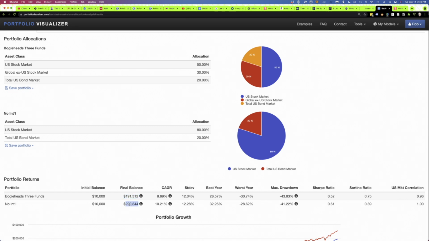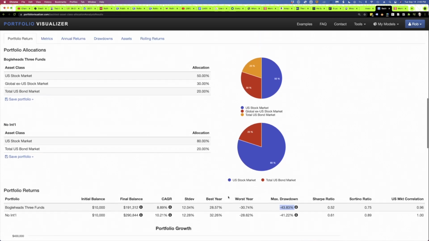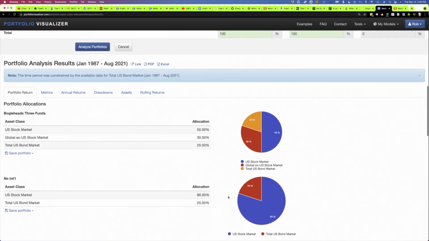You can see the compound annual growth rate. And also the standard deviation, a measure of volatility, is a little higher when you exclude international. Although when you look at the worst years, they're actually a little worse with the three-fund, and the max drawdown is actually a little worse with the three-fund portfolio as well. So when we look at this, boy, that's pretty tough. It certainly suggests that international stocks have not helped that much.